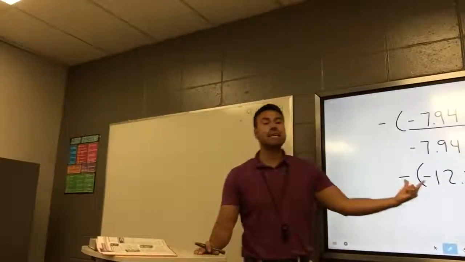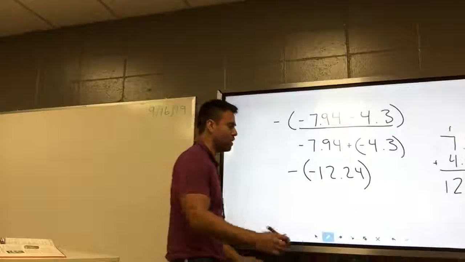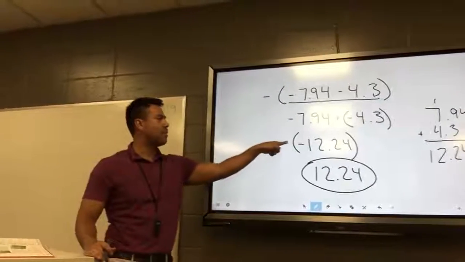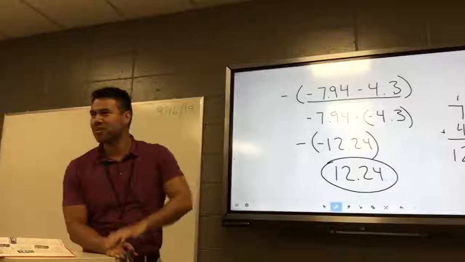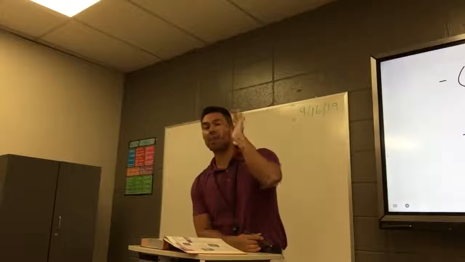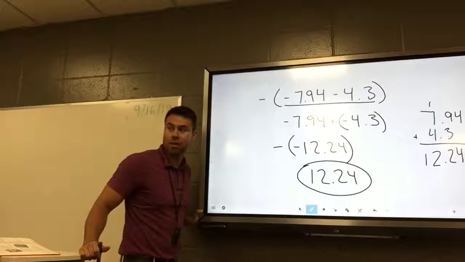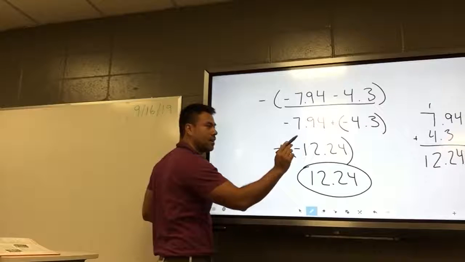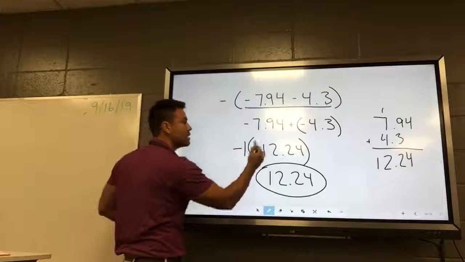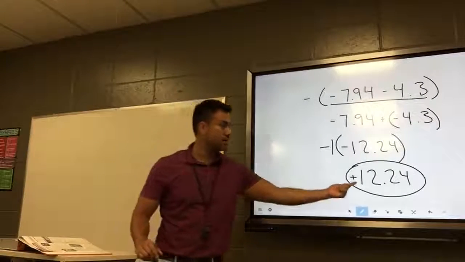Okay, what does this mean? This means what is the opposite of negative 12.24? Guys, do you believe me on this means the opposite of that? Can I prove it to you? Yes, I can. I want you to believe me, but also, guys, remember I said that there are a lot of ones around? Okay, ready? Here's the one. There's a one right there. What's negative 1 times negative 12.24? Positive. What's a negative times a negative? Positive. So that's how I get it.